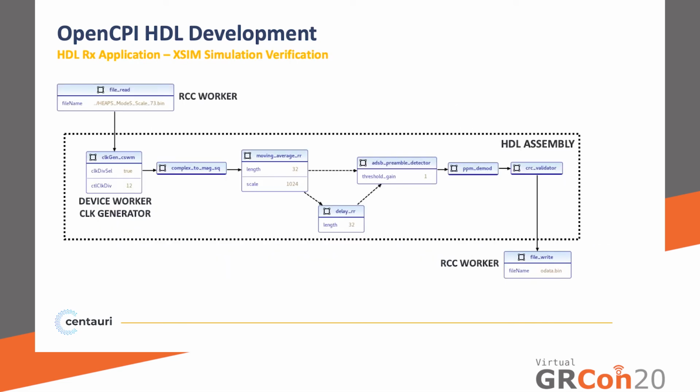Here's a depiction of our OpenCPI application for the ADS-B receiver. You can see that it has all the elements associated with the waveform. This is a hybrid design where we have HDL workers, which are a part of our assembly, and then we have two RCC workers to source and sink the data for this application.